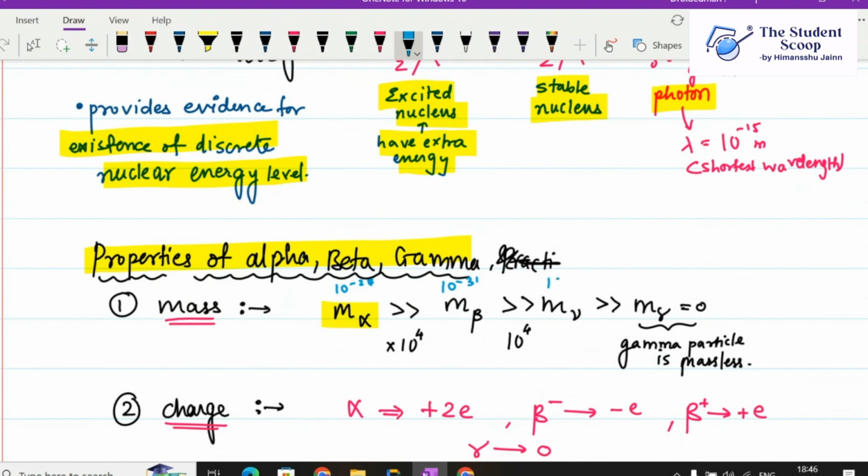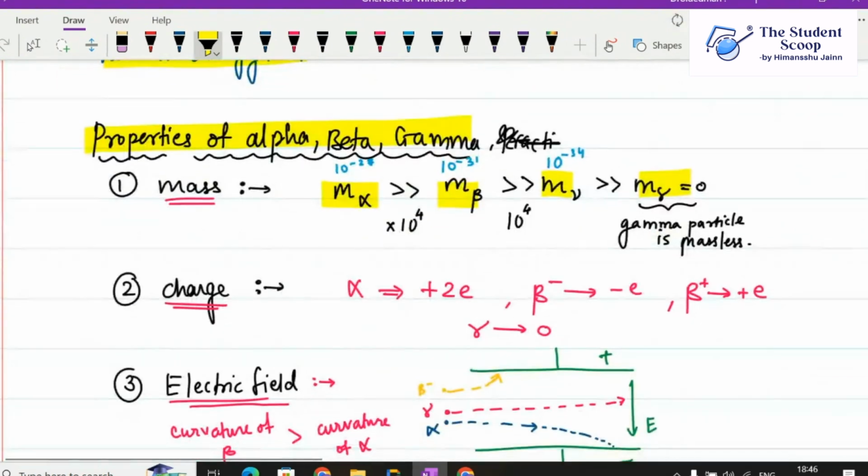The neutrino has very little mass, around 10 raised to minus 34, and the gamma particle, that is a photon, is an electromagnetic wave. It is massless, and we can see that each particle carries tens and thousands of times more mass than the next. So the higher the mass, the more energy it requires to release them. Remember that. And also the charge. If you look at the alpha particle, the charge is positive 2e. Beta minus particle, that is an electron, is minus e. Positron will have plus e, and gamma has zero charge.